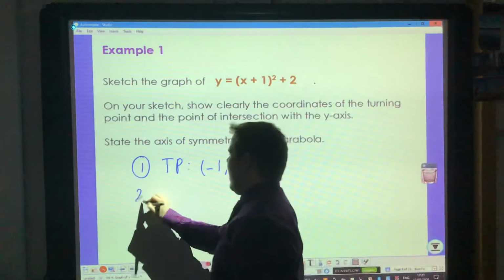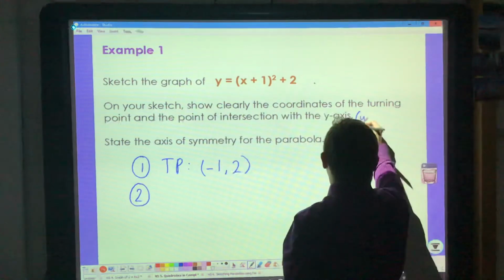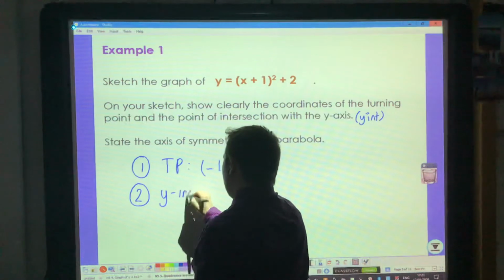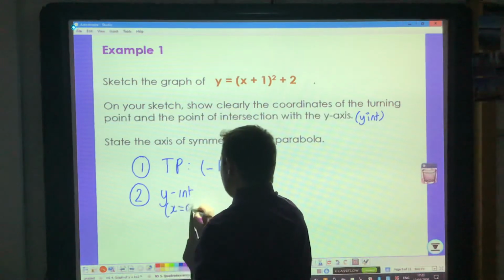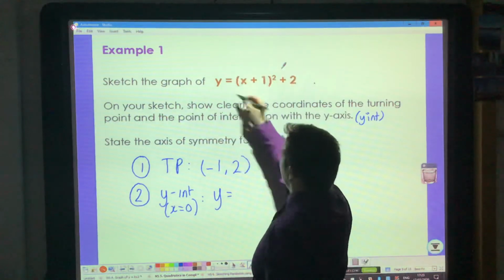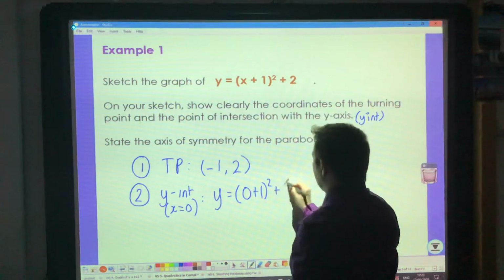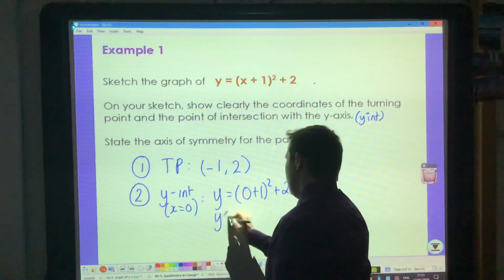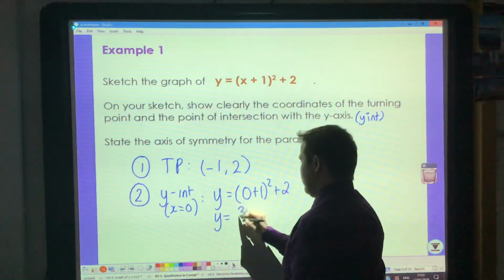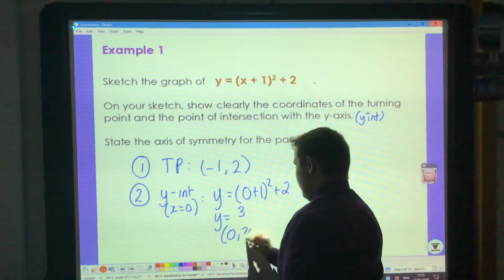For the y-intercept, okay, that is this bit here, is the y-intercept. What we're going to do is set x equals 0. So we have got an equation here that I'm going to say, okay, x is 0, 0 plus 1 squared plus 2, that is 1. Square it's still 1, add 2 is 3. So our y-intercept, x is 0, y is 3.